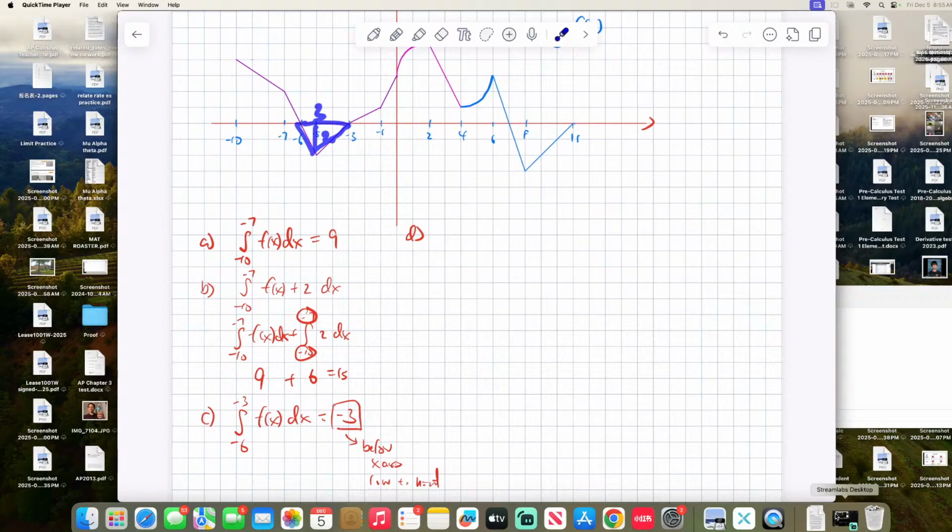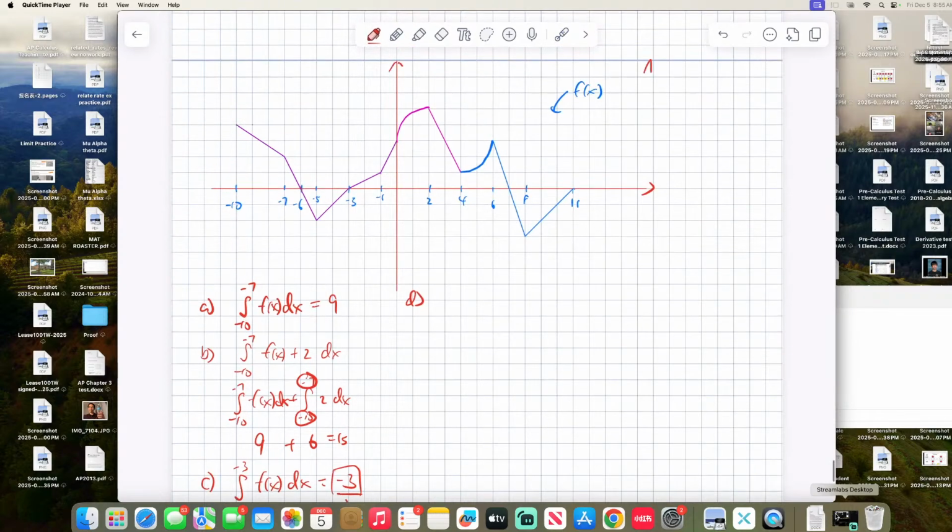I cannot hear you. You have to speak up. So you want me to write it down for you? Area of a triangle is equal to 1/2 base times height.